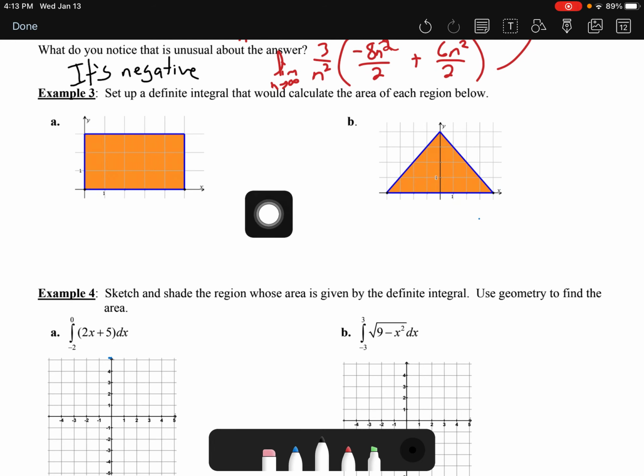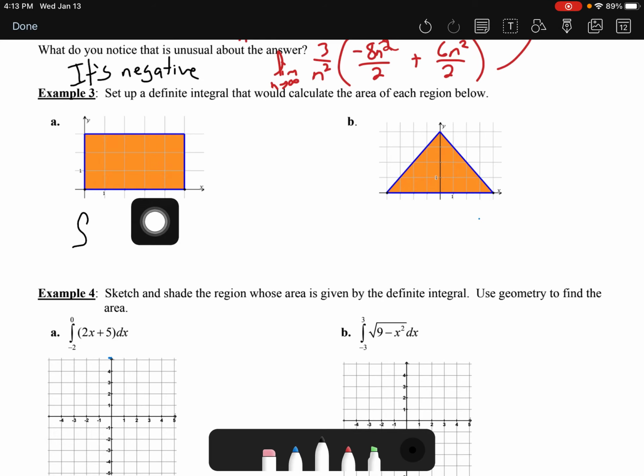Okay, I'm going to do examples 3 and 4 in this video, and then we'll do another video for the next middle piece of this. These ones are asking us to set up a definite integral that would calculate the area of each region below. So what we're trying to find is the function that's enclosing this area. As far as the vertical pieces, that's just where do I start and where do I end? Those are going to be the bounds that I have on the top and bottom of my integration symbol.